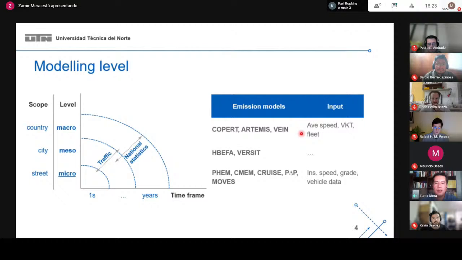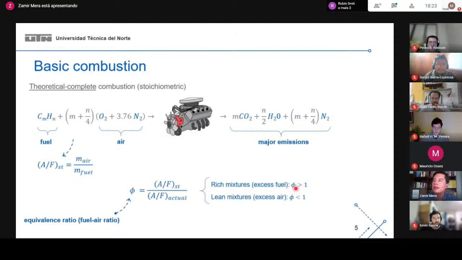Well, I will continue with a basic introduction to combustion. We see that if we have a theoretical complete combustion, the fuel and the air are fired in the engine, and the major emissions, of course, are the CO2 emissions. And the nitrogen doesn't react in the engine. An important variable here is the relation between air and fuel, which in the case of vehicles can characterize the combustion.